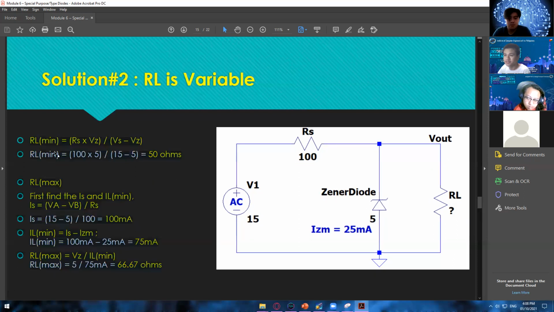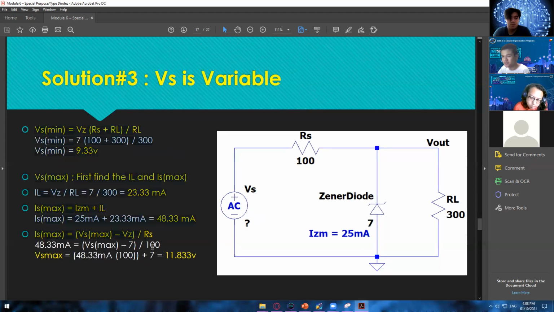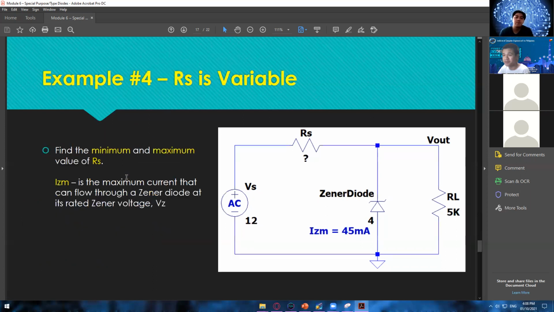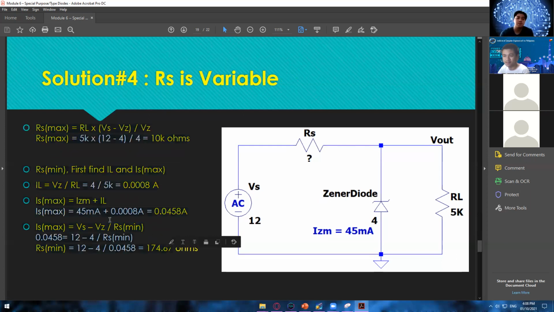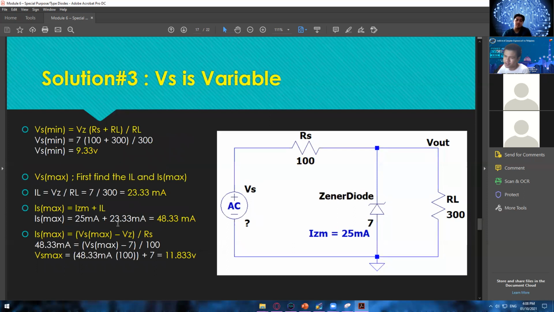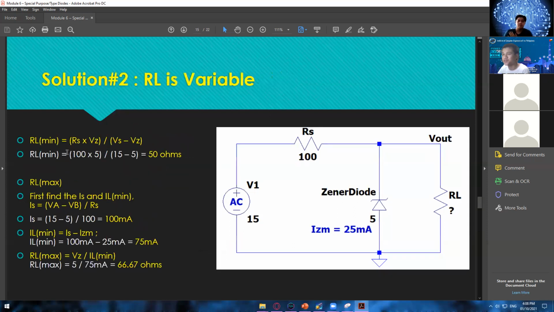This is the process for RL as a variable, and this is the process, or technique, whatever you want to call it, for VS as a variable, and the same with RS. I cannot find any other convincing explanation on why you need to memorize this one. But maybe in the future, you'll need the idea of how to get the individual values of RS, VS, or the RL itself.